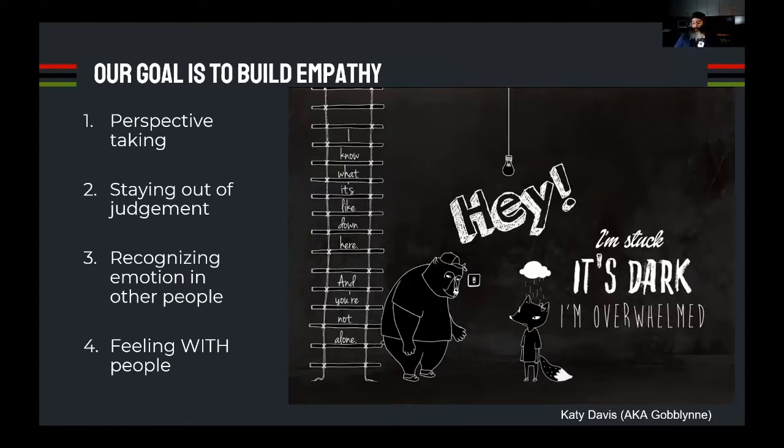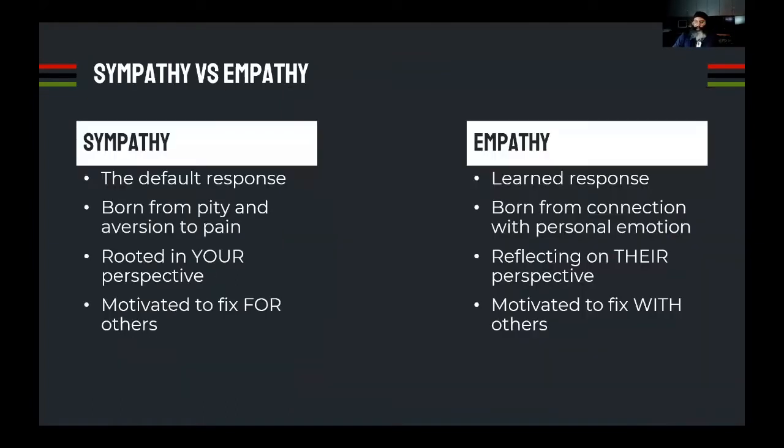And this is from this great lecture on building empathy, these four steps to empathy. It's perspective taking, staying out of judgment, recognizing emotion in other people, feeling with people. When someone says, I'm overwhelmed, it's saying, I know what that's like, and I'm here for you. Now, this is different from sympathy. Sympathy is our default response. Sympathy is born out of pity and our aversion to pain. We don't like to feel bad. We don't like to be around people feeling bad, right?